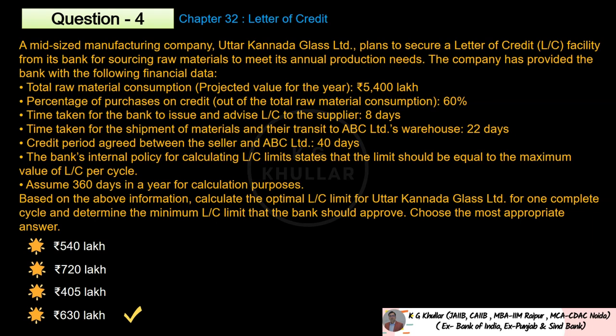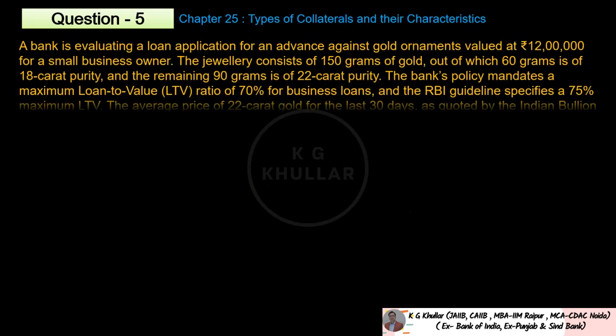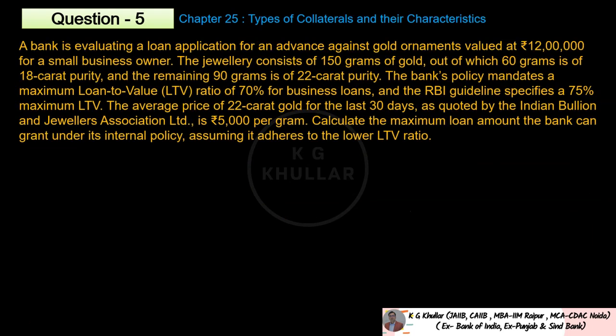The next question is also a very important numerical from chapter 25, which is types of collaterals and their characteristics. And the question goes like this. A bank is evaluating a loan application for an advance against gold ornaments valued at rupees 12 lakhs for a small business owner. The jewelry consists of 150 grams of gold, out of which 60 grams is of 18 karat purity and the remaining 90 grams is of 22 karat purity.